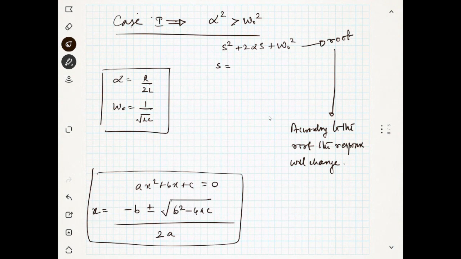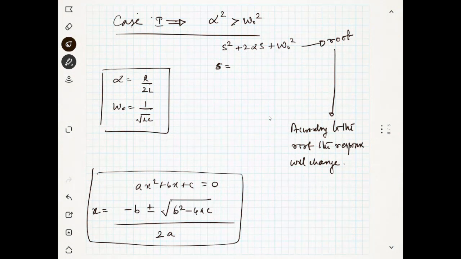No, it doesn't mean only two cases. We will see. How many s will we get here? How many roots will there be? You get two solutions because it is second order. That's why you will get two s. But this solution will change according to the values of alpha and omega. Do you agree with me?